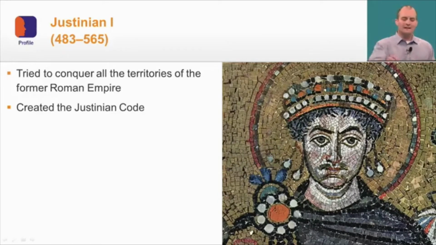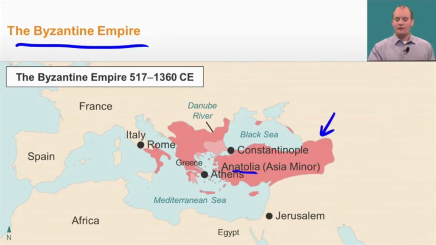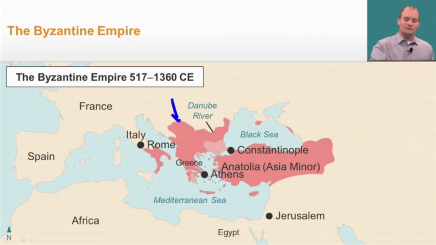But like I said, I first want to talk about the territory that Justinian controlled. You can see the greatest extent of the Byzantine Empire on this map, where it had lands all the way out to Anatolia, or Asia Minor, modern-day Turkey. It also controlled most of Greece up to the Danube River. In addition, it controlled some land in southern Italy as well. So you can see he really was trying to reconquer a lot of the land of the Roman Empire.